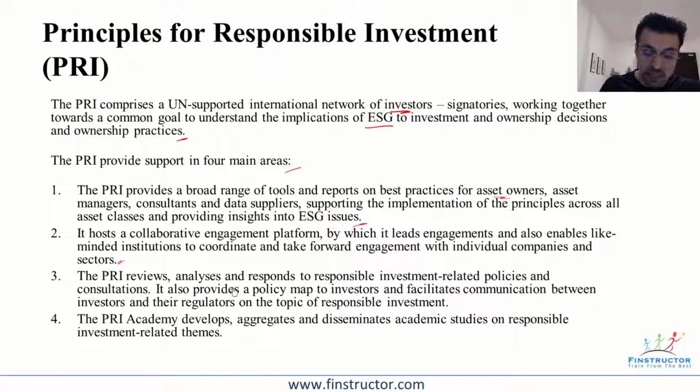The PRI reviews, analyzes, and responds to responsible investment related policies and consultations, and it provides a policy map to investors and facilitates communication between investors and the regulators on the topic of responsible investment. So again, it helps engage with the companies directly and also helps the regulators and the investors engage among themselves. The PRI Academy develops, aggregates, and disseminates academic studies on responsible investment related themes.